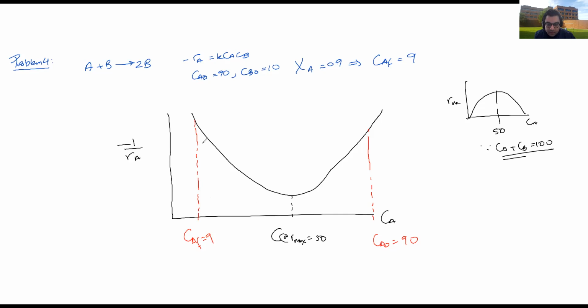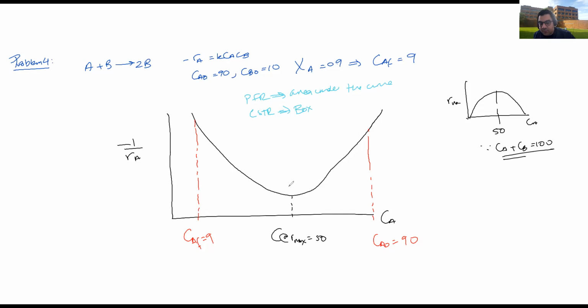For a PFR, it is just the area under the curve. For a CSTR, it will be the box, the entire box under the curve, both over and under the curve. This will be how we do it for a CSTR.